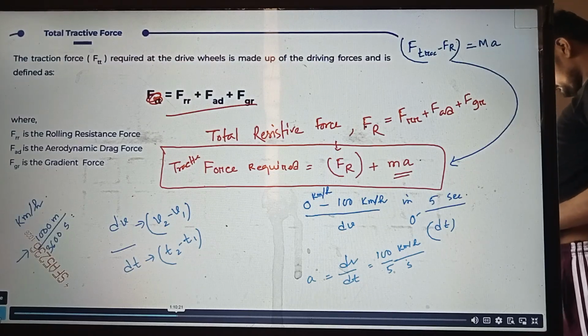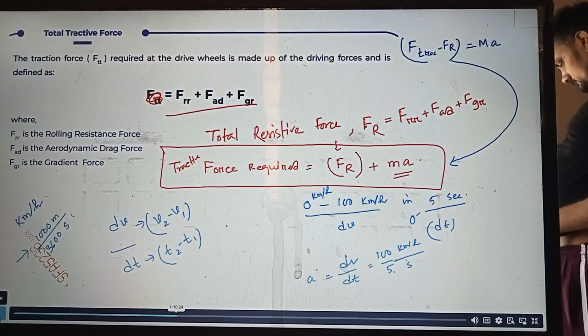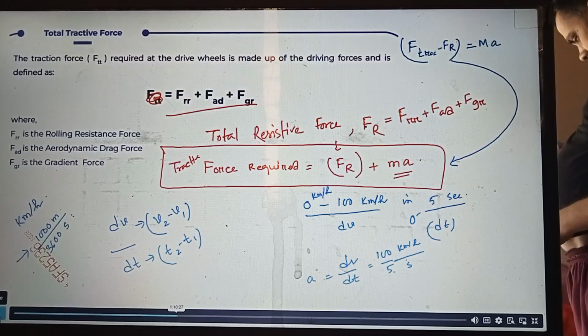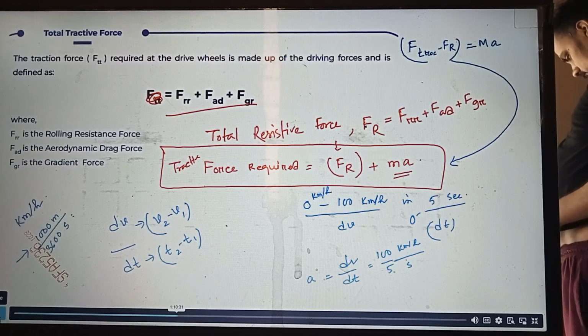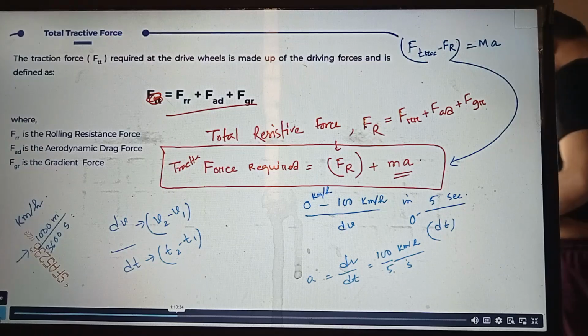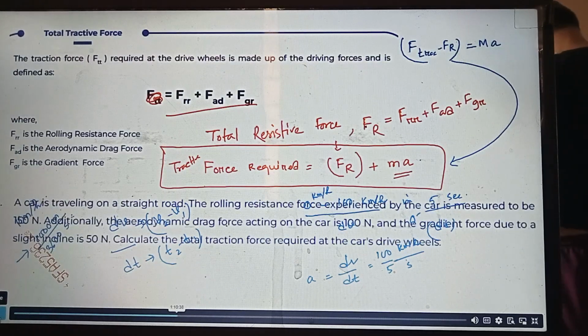So, quick summary: the force required is the total resistive force plus the acceleration requirement. The higher the acceleration requirement, logically you need more force, right? That means you need higher motor ratings. So there is a quick problem to solve. It's a very easy one.